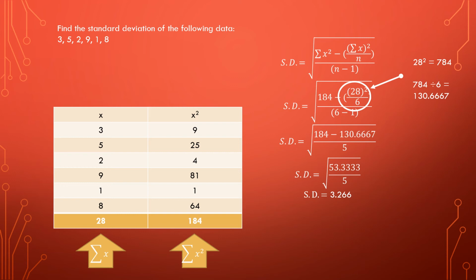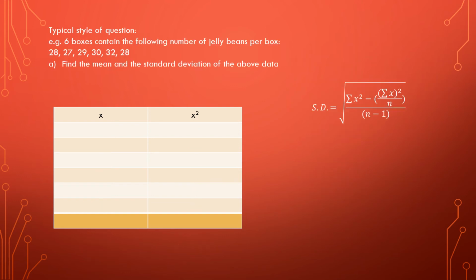Okay, in these questions, we haven't actually asked you to do anything with the standard deviation, you've just had to work it out. And so we don't really know here whether the numbers we're finding are correct, what they mean, and how they might reference something. So a particular type of question that we often get asked in our exams or in our tests, we might ask you something like this. So for example, 6 boxes contain the following number of jelly beans per box. So we've got 28, 27, 29, 30, 32 and 28. Part A, find the mean and standard deviation of the above data.